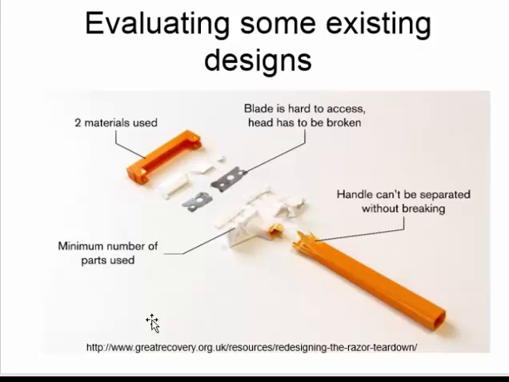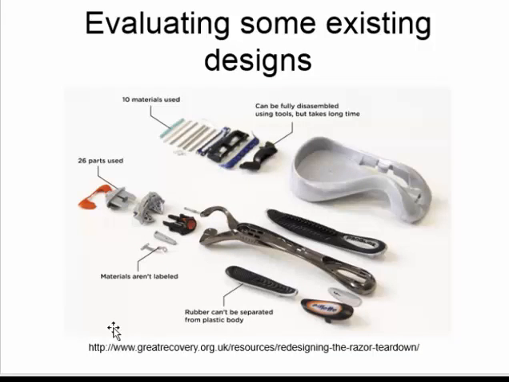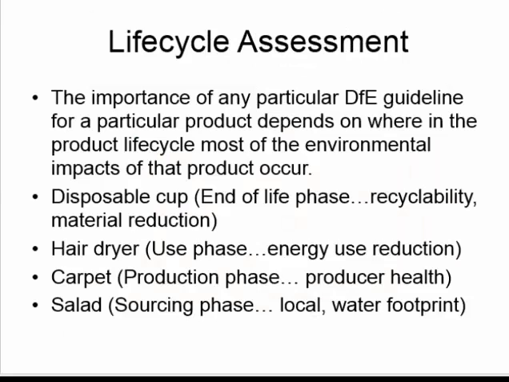Doesn't look to me like the things are labeled. We've also got a steel blade that we would have to separate out. That probably can't be avoided. Here's some existing designs for non-disposable razors. You can see an incredible number of different parts that are used, lots of different materials. The materials aren't labeled. Sometimes the materials are joined together in ways that can't really be easily separated. So again, kind of some violations of some of the design for the environment principles.